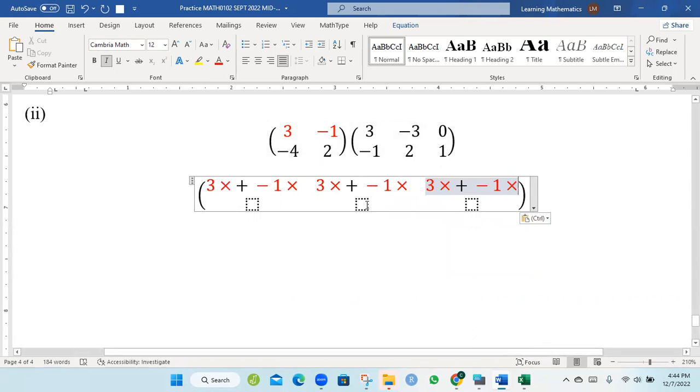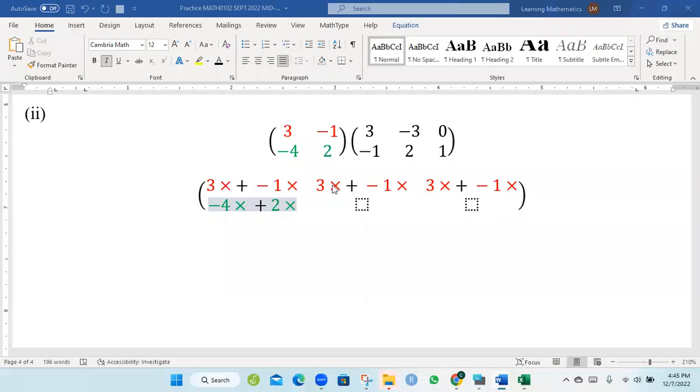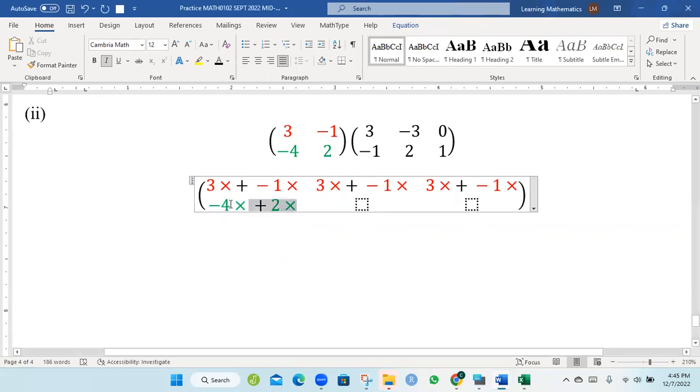And then the second row is going to be dealt with by the negative 4 and the 2, with each of those columns again. So the negative 4 and the 2 are going to negotiate with the 3 columns again to organize the second row in the answer. That negative 4 times, plus 2 times, have to be the first column, the second column, and the third column.